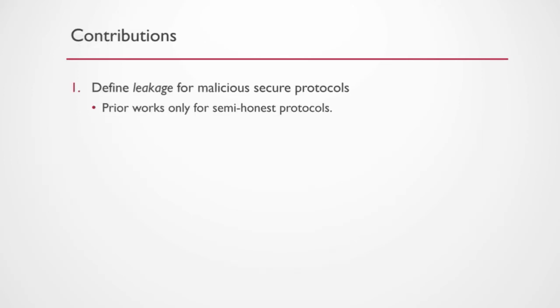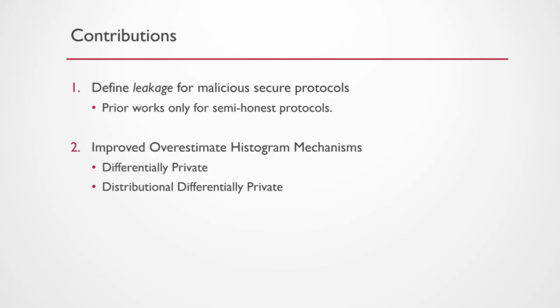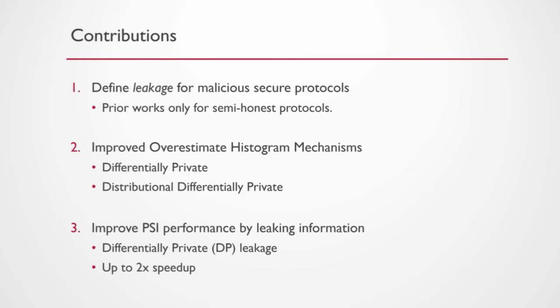And so our contributions are several fold. We define what it means for a protocol to have some additional leakage. Several works in the semi-honest setting had considered this, but we're considering malicious adversaries, which complicate the definitions. Then we present some new mechanisms for histograms, specifically overestimates on histograms, both for differential privacy and this other definition of distributional differential privacy, which is slightly different. And then we apply these techniques to the PSI protocol and get about a 2x improvement in performance.